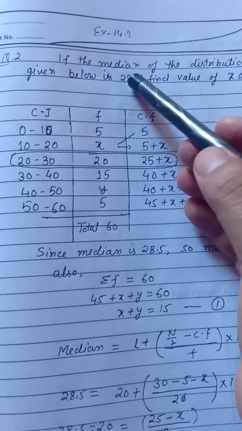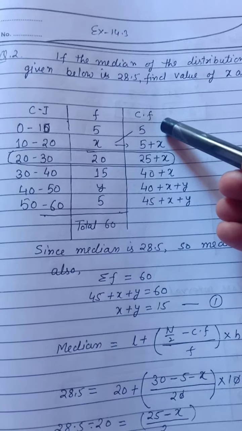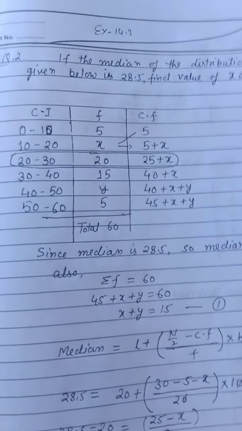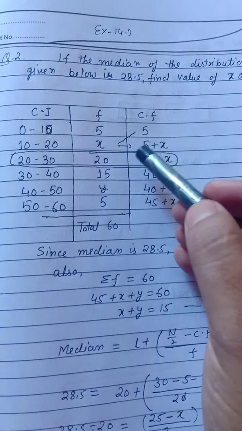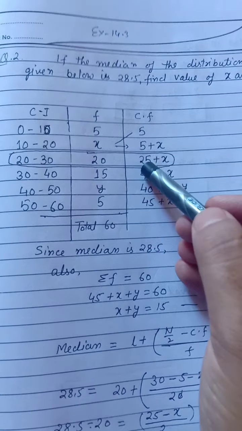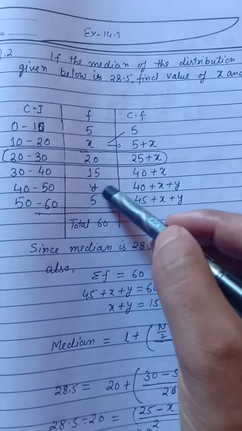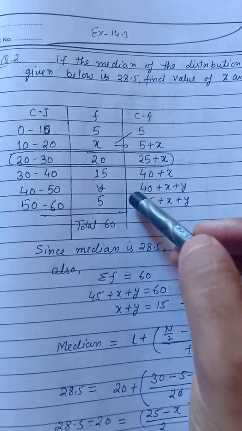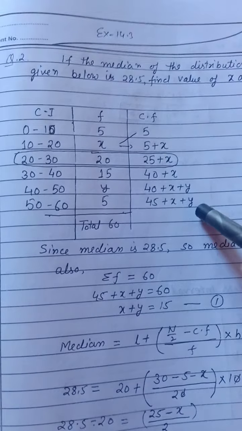Because this is a median problem, we have to find the CF, cumulative frequency, as I told you earlier. We'll add the frequencies consecutively. First we have 5, then 5 plus x. Then 5 plus x added to 20 becomes 25 plus x. 25 plus x plus 15 is 40 plus x. And 40 plus x added to y becomes 40 plus x plus y. And last, 40 plus x plus y added to 5 becomes 45 plus x plus y.